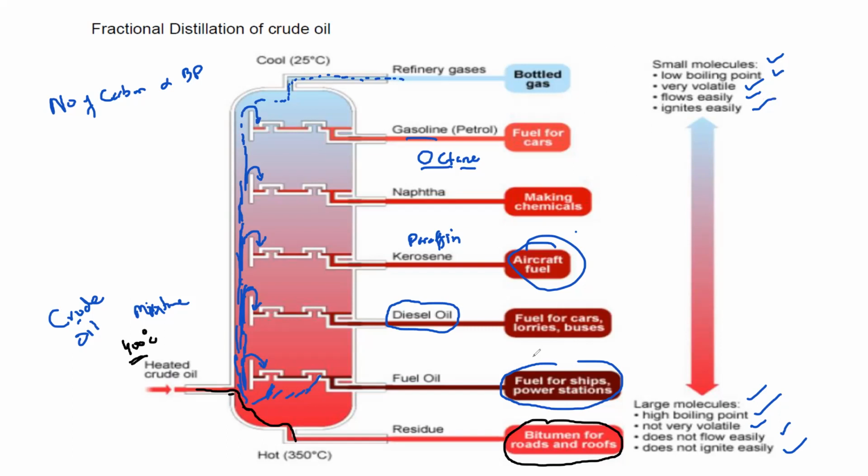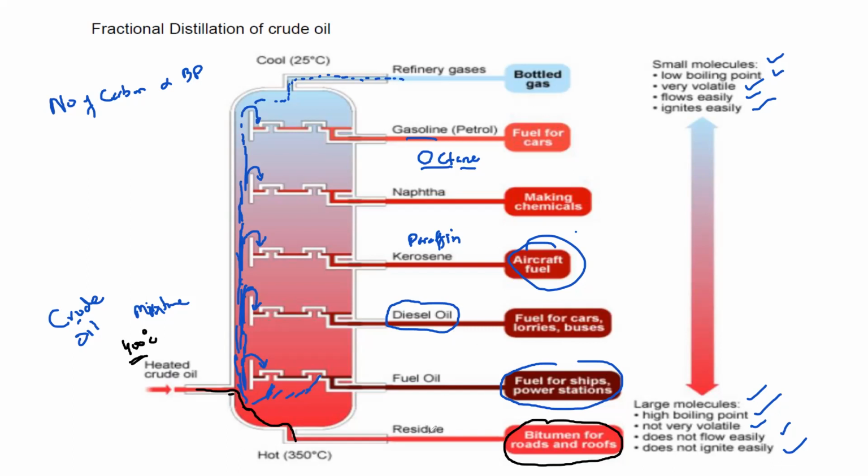And we can also burn them easily. But even though bottle gas can burn easily, we don't use it for aircraft fuel, because although it burns easily, it does not produce a lot of energy. When we burn hydrocarbon compounds which have more carbon, they can produce more energy as compared to compounds with few carbon atoms.